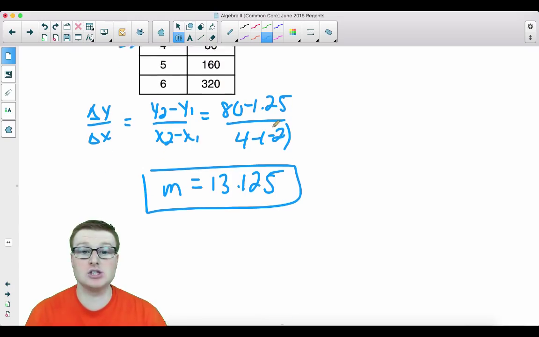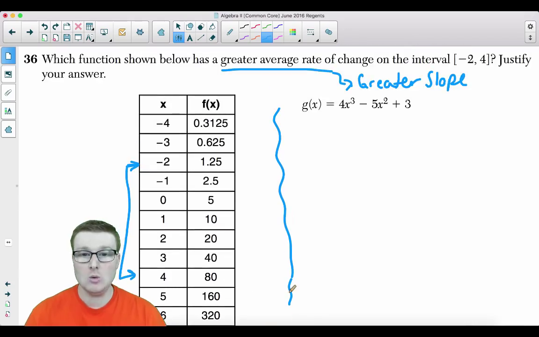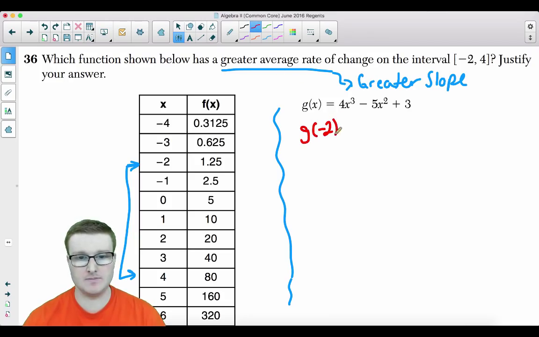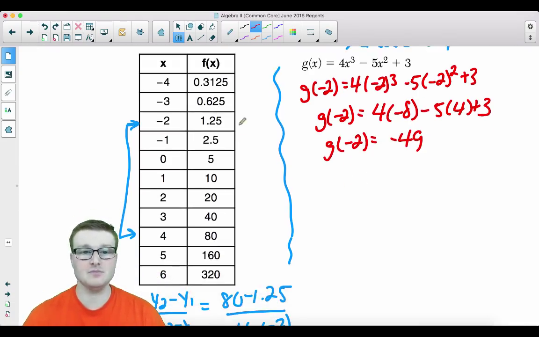Now, to solve for the slope of the g of x equation, let me show you how to do this. What you're doing is you're taking the inputs of -2 and 4 and you're plugging them in. So let's go and find g of -2. So g of -2 is equal to 4 times -2 to the third minus 5 times -2 squared plus 3. We get g of -2 is equal to 4 times, that's going to be a -8 when you cube that. It's going to be minus 5 times 4 plus 3. G of -2 is equal to -49. Okay? That is your output.